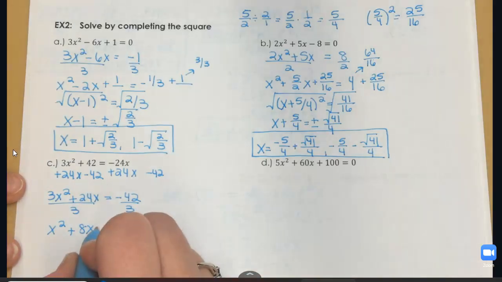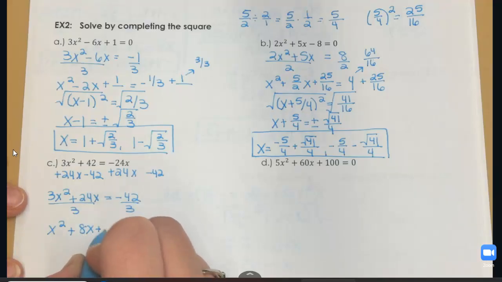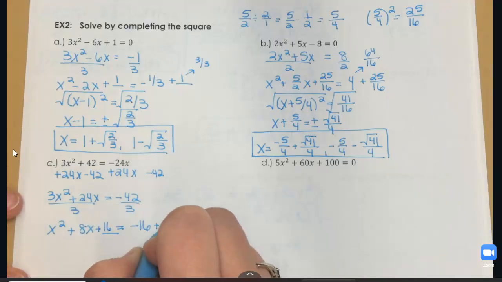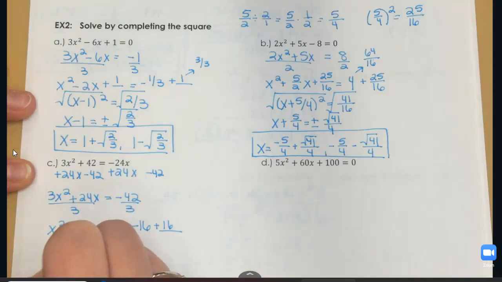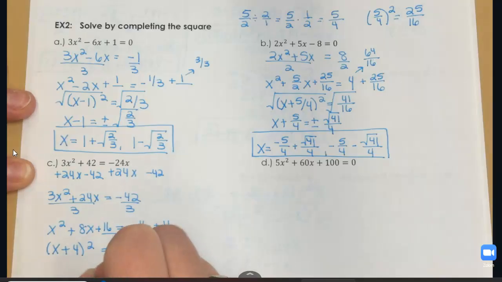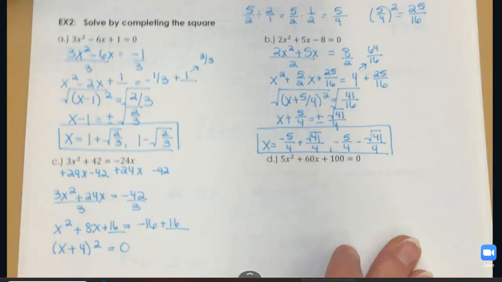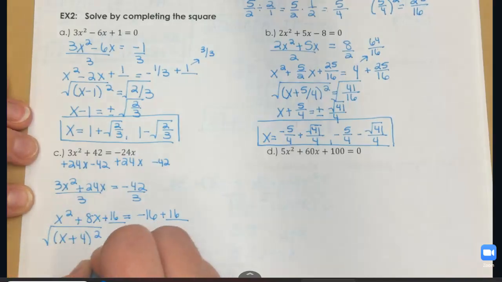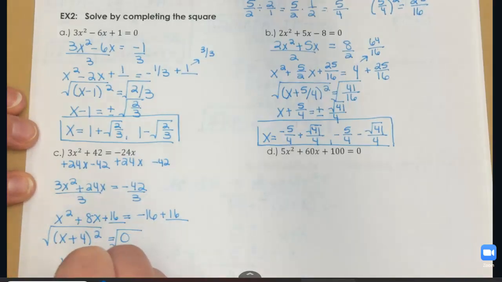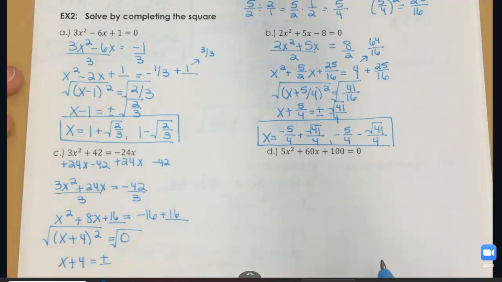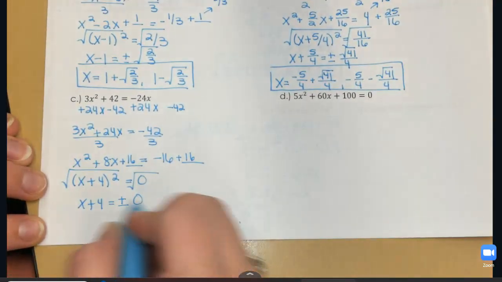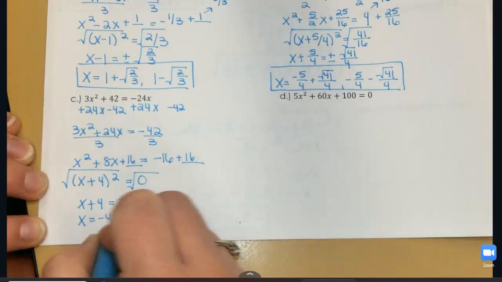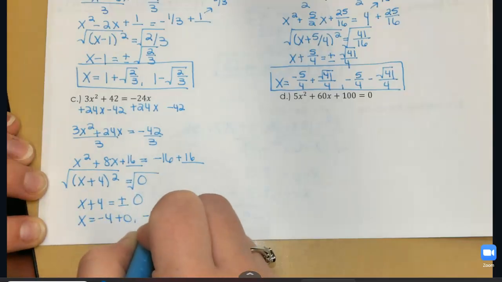So what's going to complete this square? Well, half of 8 is 4. 4 squared is 16, so I need to add 16 to both sides. So x plus 4 squared is equal to 0. All right, so I can square root both sides, and I get that x plus 4 is going to be plus or minus. 0 is a perfect square, believe it or not. The square root of 0 is 0. So x is still not alone quite yet. I need to subtract the 4. So x equals negative 4 plus 0 or negative 4 minus 0.